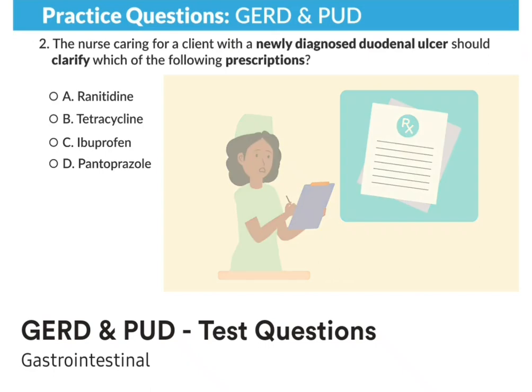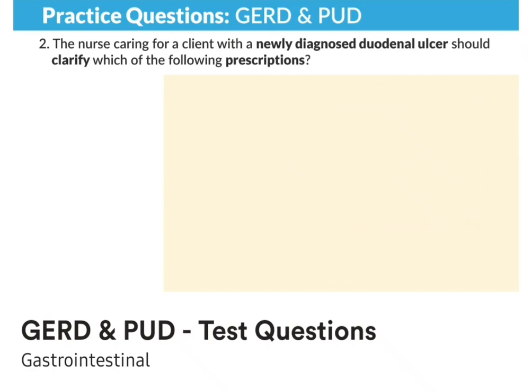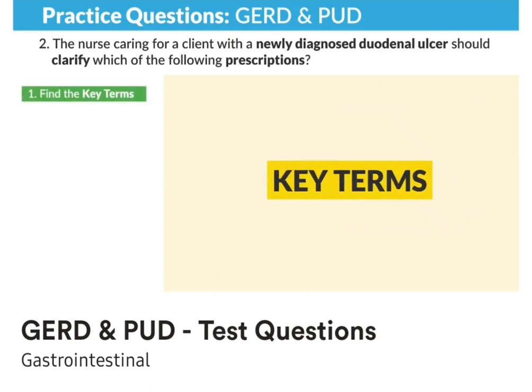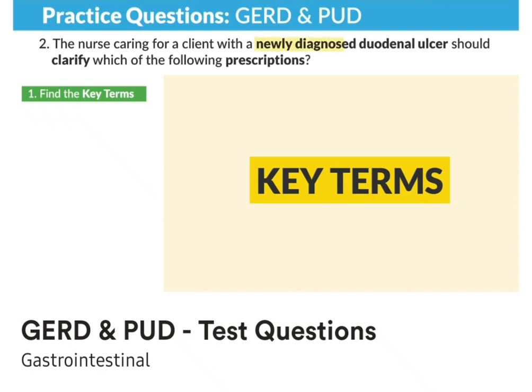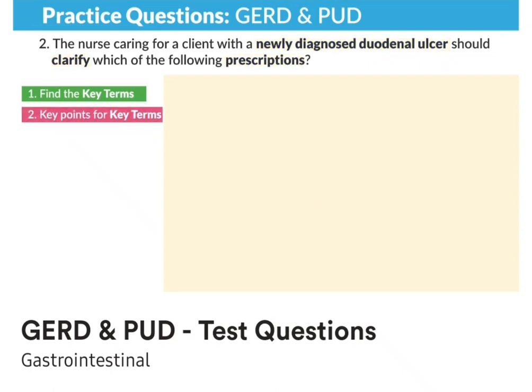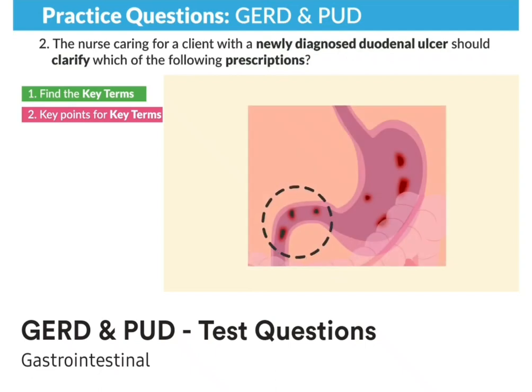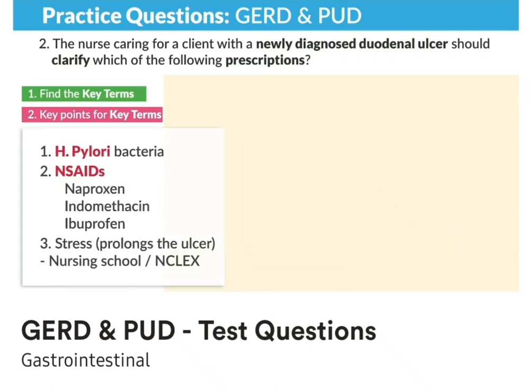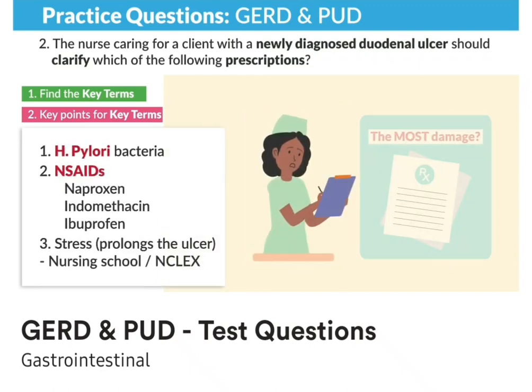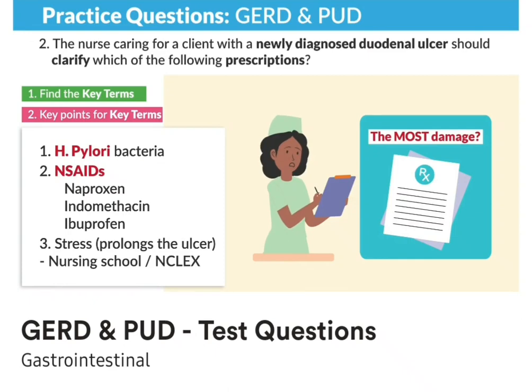So let's break it down following the question breakdown strategy. So always first, look at the key terms in the question. Newly diagnosed duodenal ulcer. Clarify which prescription. So think of a few things you know about those key terms. Duodenal ulcers are basically ulcers, those open sores in the duodenum. Which prescription or order would cause the most damage here?